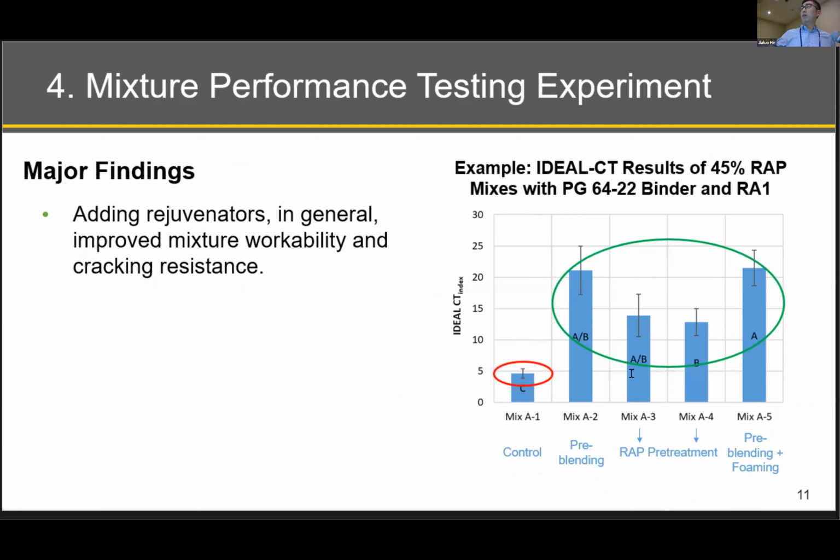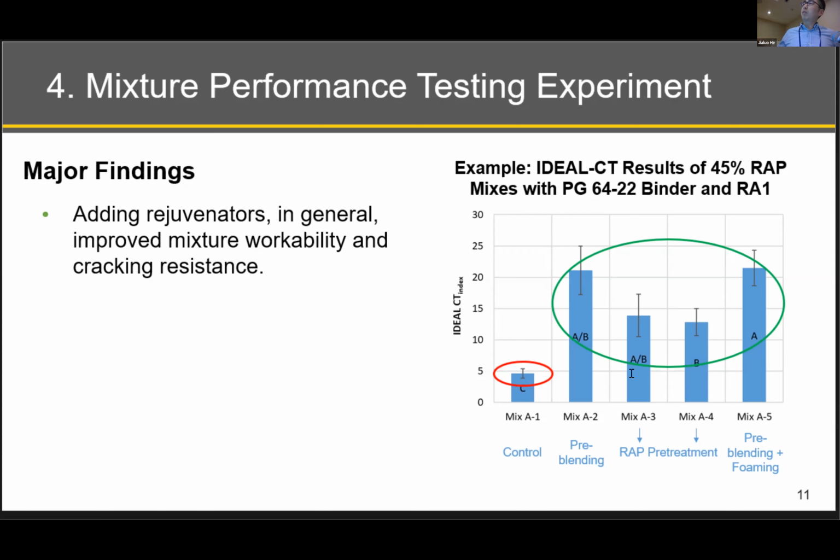This is IDEAL-CT, which is an intermediate cracking test that has been looked into by the research community. Pretty much in this plot, a higher number indicates better cracking resistance. But my personal experience with that, there might be some limitations with these tests when we look into different additives, but for rejuvenator, overall it worked pretty well.